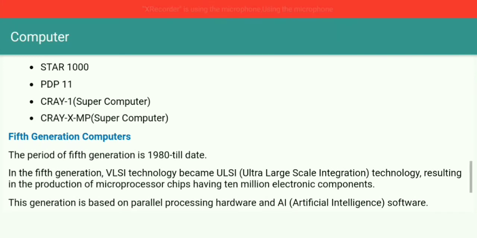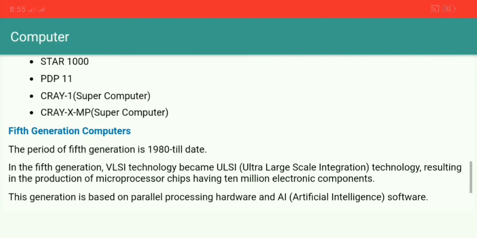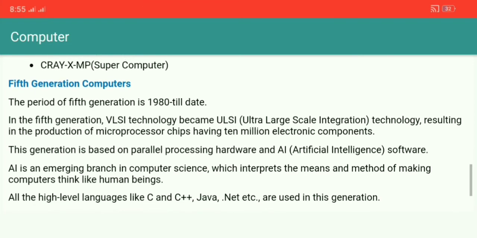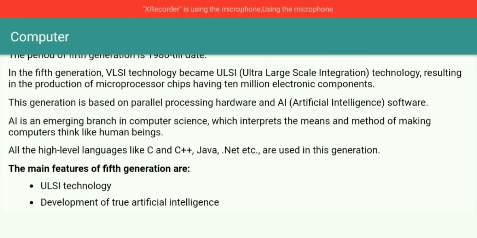So, ito na ang fifth generation computers. The period of fifth generation is 1980 till date. In the fifth generation, VLSI technology became ULSI or ultra large scale integration technology, resulting in the production of processor chips having 10 million electronic components. So this generation is based on parallel processing hardware and AI or artificial intelligence software.